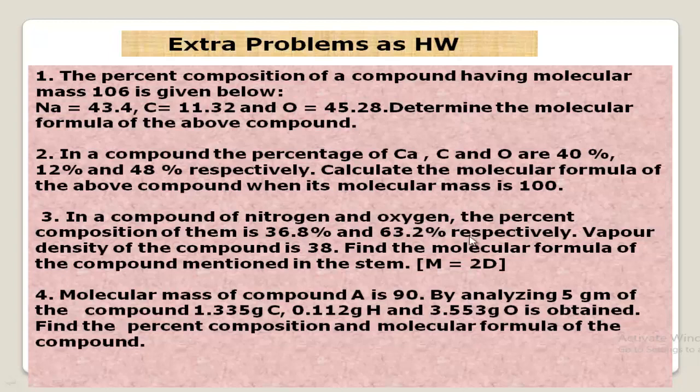In a compound also there is given some different matter, that is, the molecular mass is not given directly, there is given the vapor density of the compound is 38. Actually vapor density is related to the molecular mass like this: molecular mass equals double the vapor density, twice D for vapor density. So if vapor density is given, then directly multiplying by 2 we will get the molecular mass. So here the molecular mass will be 76.